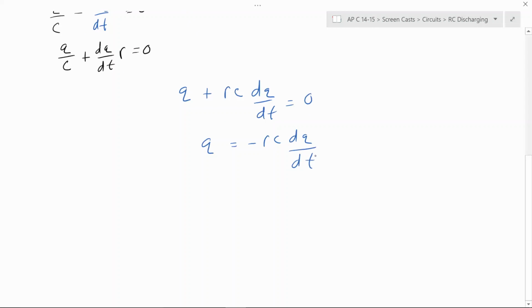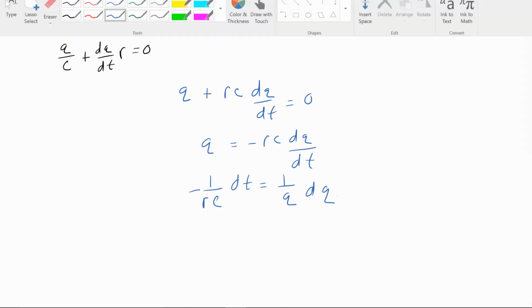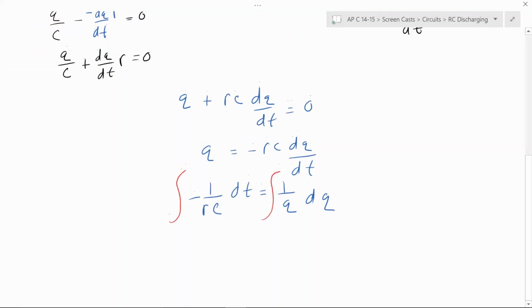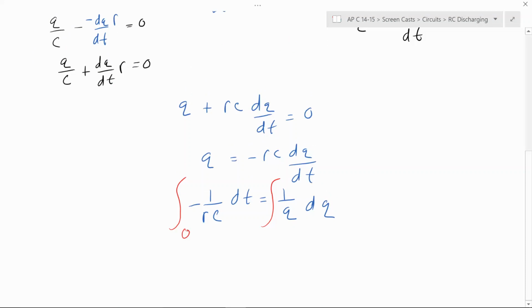I'm going to bring the minus RC over to the left by dividing, multiplying dt. I'm going to bring the Q over, which is going to give me 1 over Q dQ, and now we're in a situation again where we are going to integrate. Again, you've got to be a little bit careful with your limits. Now, time still goes from 0 to, I'm going to call it capital T. That's the time at which you want to know the charge or the voltage or the current for that matter.